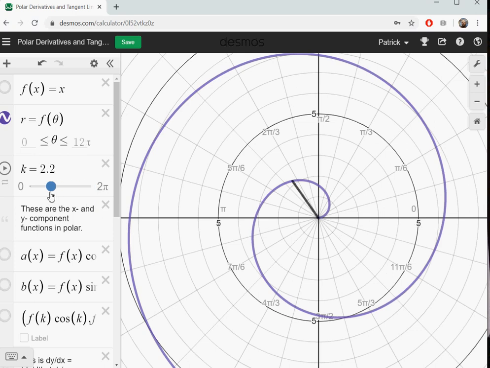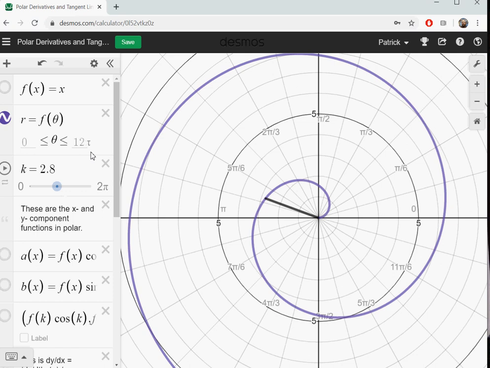And so that's really the key in thinking about what the polar derivative dr d theta is doing. It's measuring how r, the distance to the pole, is changing as theta increases. So as you move around counterclockwise, what is happening to the distance from the pole? In this case, it's increasing.